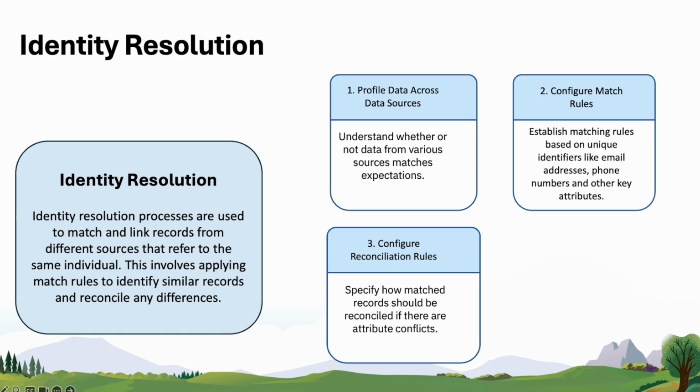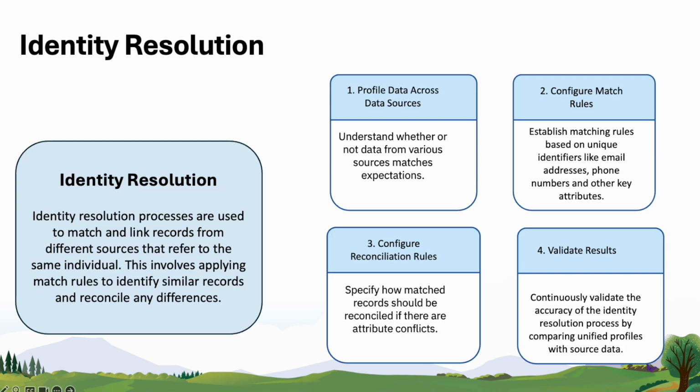Once we have set up the match rules and reconciliation rules and the identity resolution job is published, the final step is to validate the results that are generated by our identity resolution process. In the identity resolution summary, we will be able to understand how our records are merged and what the consolidation rate is. These results will allow us to understand whether the records are merged appropriately or not.